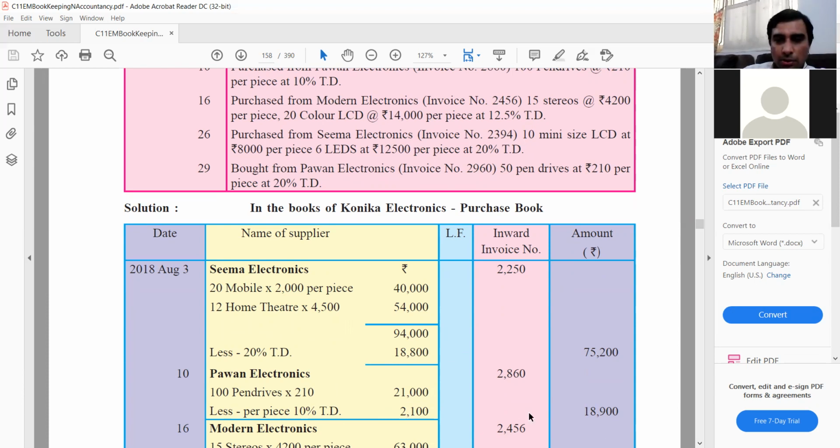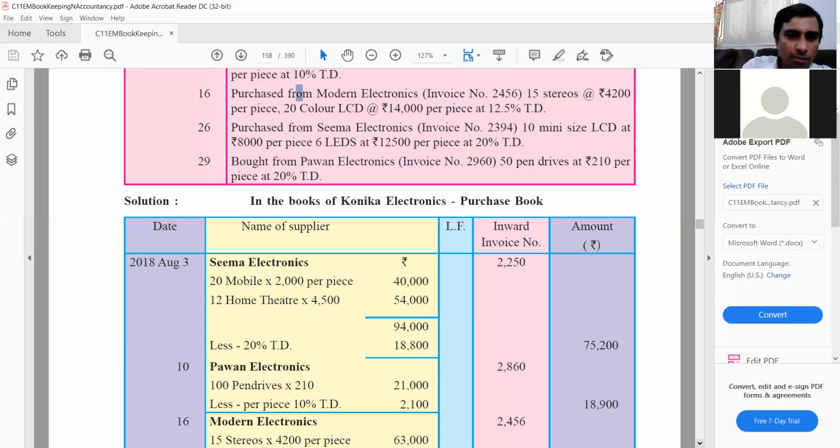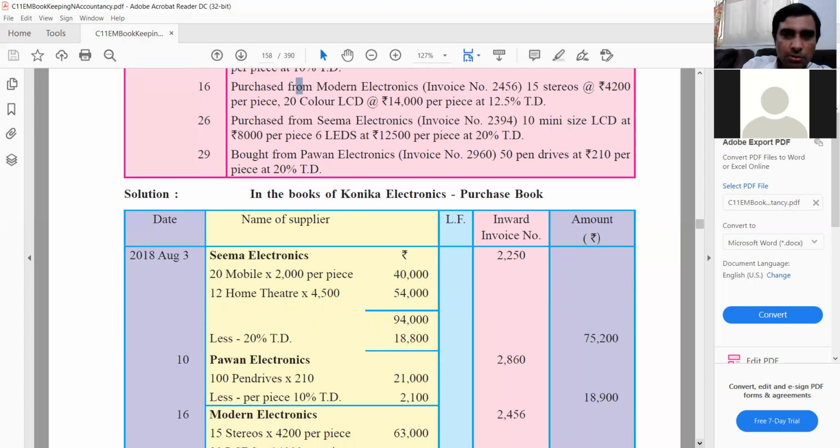Moving to the next one, purchased from Modern Electronics, invoice number so and so, 15 stereos at the rate 4,200 per piece, and 20 LCDs at the rate 14,000. So this is maths, right? This example is ditto the same. Like I said, they're not only testing your accounting skills, they're also testing your mathematical skills: just basic addition, multiplication, percentages, and subtraction. That's 8th standard maths. It's probably a little boring for a 12th standard student to do all that math, but you have to do it if you want your marks.